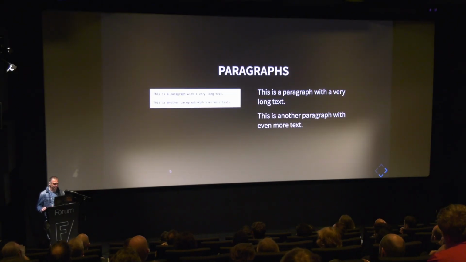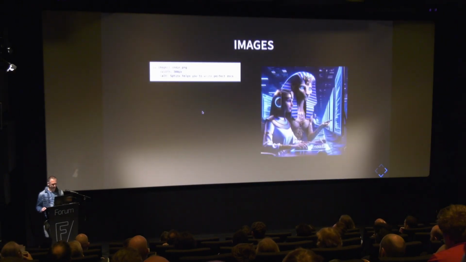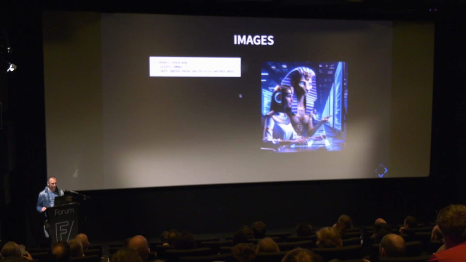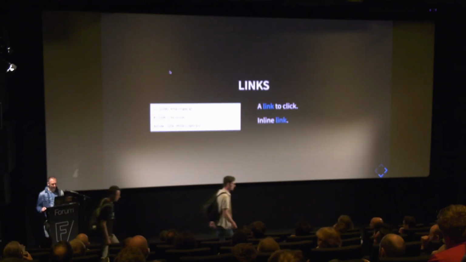So these are the paragraphs. This is how you write them in structured text. The list, so unordered list and ordered list. This is how you do it with images. So this is this strange notation. You give an image, you give a width, and optionally the text for the image.